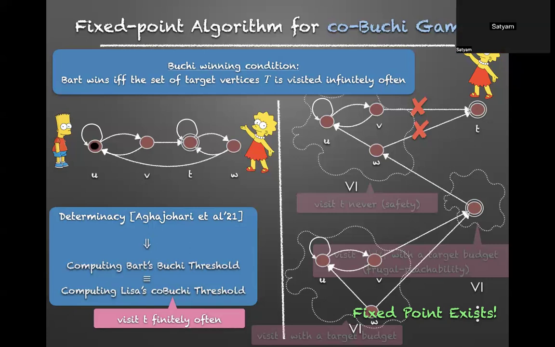Here, are the budgets continuous or discrete? No, these are all discrete. I'm talking about discrete bidding. So that's why these are finite.